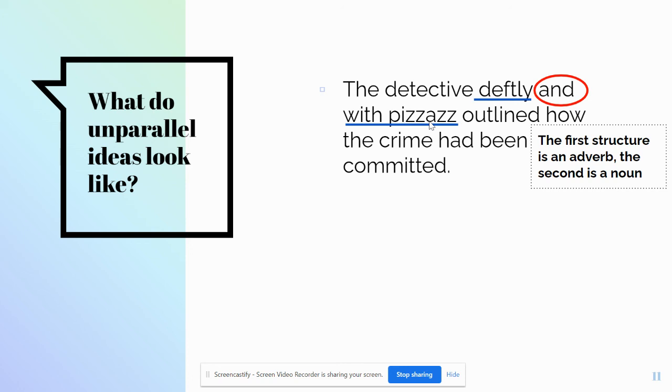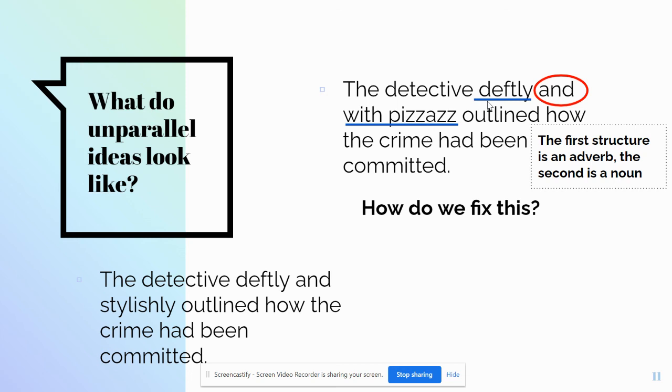The first structure is an adverb. The second is a noun. They're probably not going to know that, but that's okay. They can tell they don't look the same. And then how do we fix this? This goes through a couple of them, deftly and stylishly outlined.